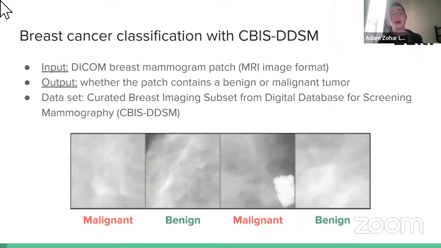So this is our problem statement, basically. We take in as input an MRI scan of a breast, specifically in DICOM format, which is just an image format. And then we want to output whether this image contains a benign or a malignant tumor. So we have a data set of these images, specifically the curated breast imaging subset from the digital database for screening mammography. Here we have 4 sample images that are labeled as either malignant or benign. It's very difficult to tell just looking at these whether they're malignant or benign, but machine learning methods have been shown to have some effectiveness at this problem.